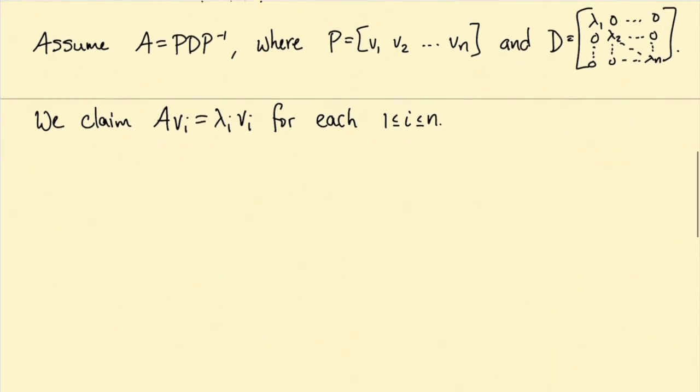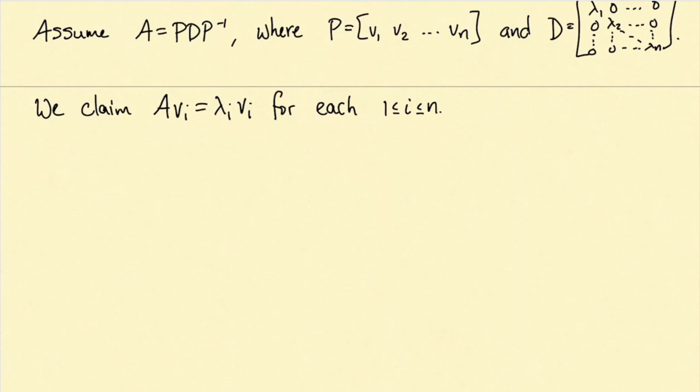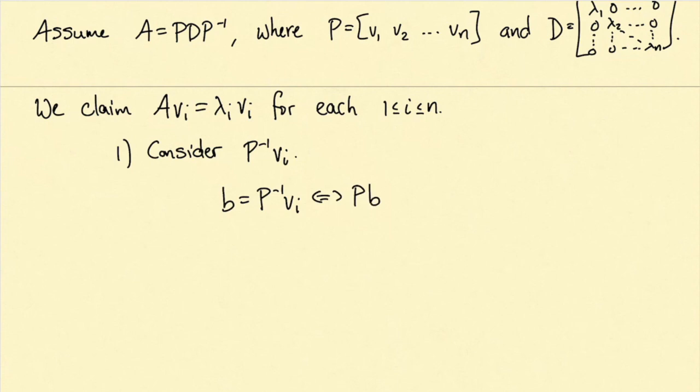Since A is equal to P D P inverse, we're going to compute A v_i in steps. The first step is to compute P inverse times v_i. Since it's hard to compute P inverse if we don't know exactly what P is, instead of solving the equation P inverse v_i is equal to some vector b, we multiply both sides by P. The second equation is much easier to solve.